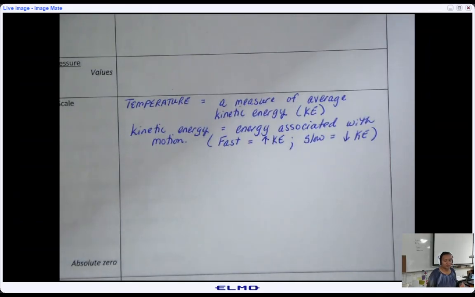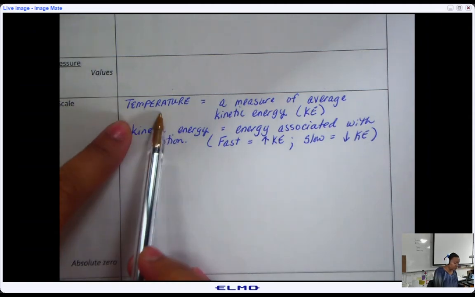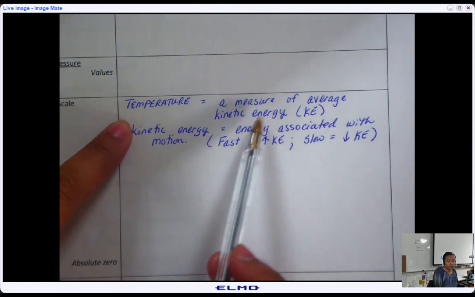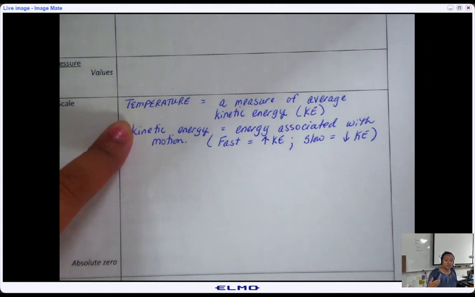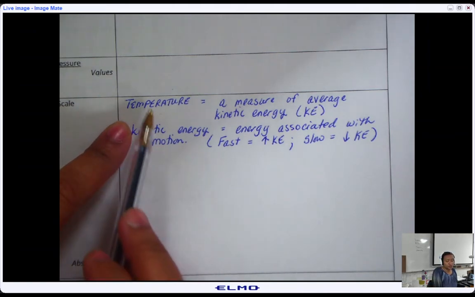So when we're talking about temperature, we're talking about the movement of particles, right? So think about all these particles that are moving around, constant random motion. Some are moving faster, some are going to be moving slower, all right? So as far as temperature, if particles are moving faster, then they're going to have more kinetic energy, which, since temperature is a measure of average kinetic energy, if the kinetic energy is increasing, then that means the temperature is increasing.